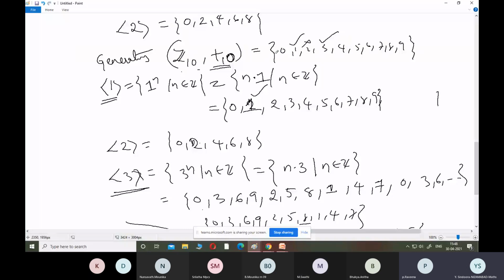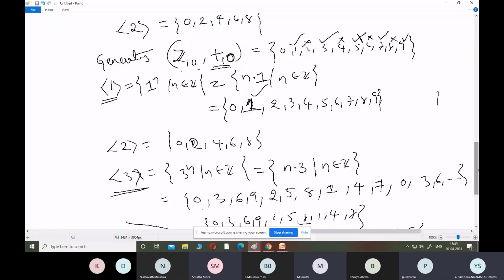Okay. 4, is it a relative prime to Z10? No. 5? No. Very good. Now what about 6? No, because 2 is the greatest common divisor. Now what about 7? Yes, 7 is a relative prime and that is why 7 generates Z10. What about 8? No. What about 9? Yes. Do you agree? Yes, ma'am.